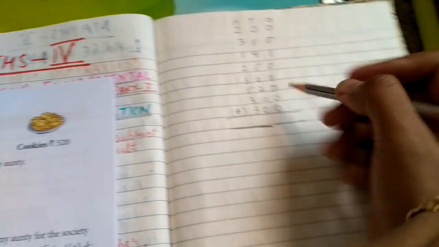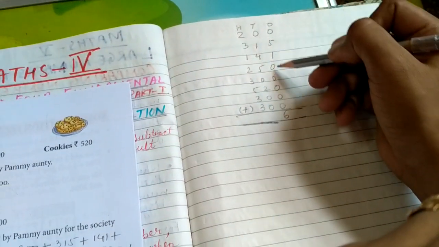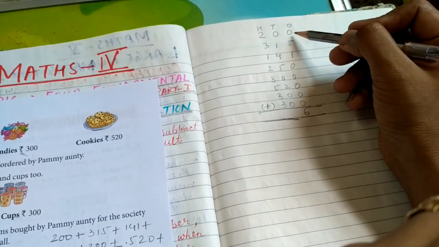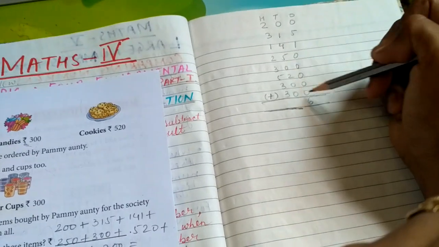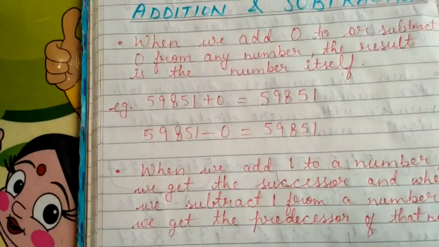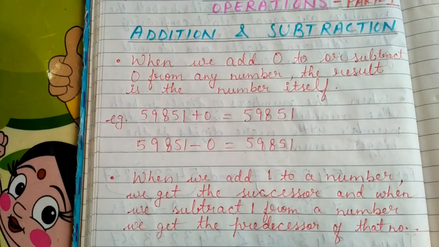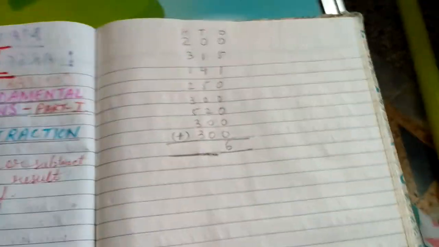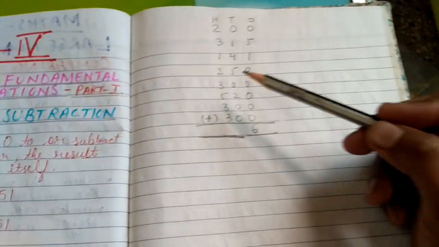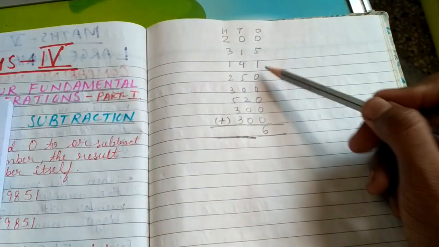5 plus 1, 6. No carryover because all are 0. And you have been told that when we add 0 to any number, the result is the number itself. I have already told you this rule, that when we add 0 to or subtract 0 from any number, the result is the number itself. So here only 2 digits we can add, that is 5 and 1. So 5 plus 1, 6.